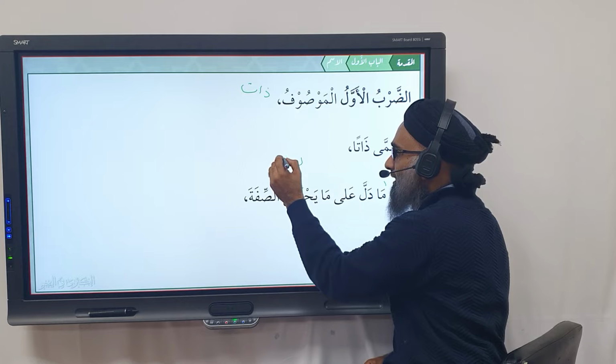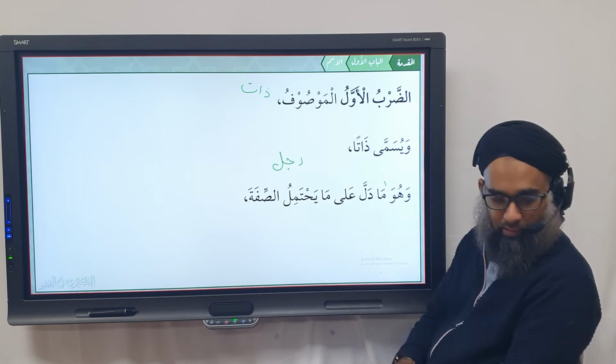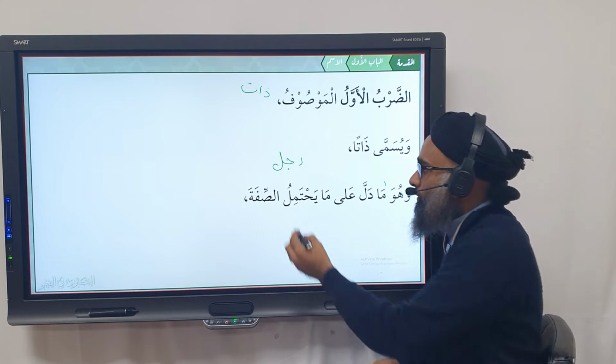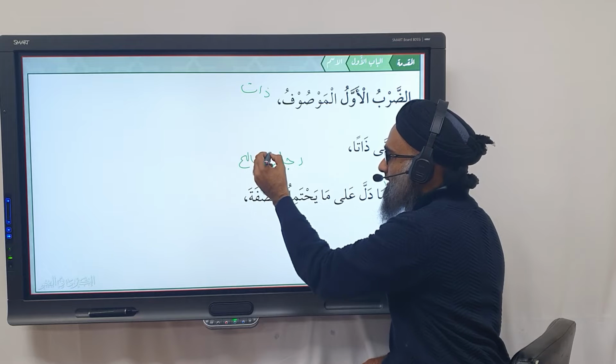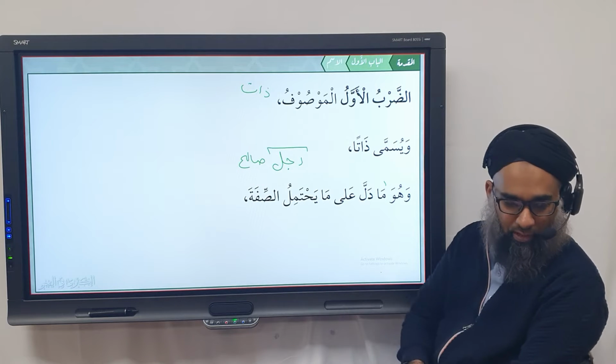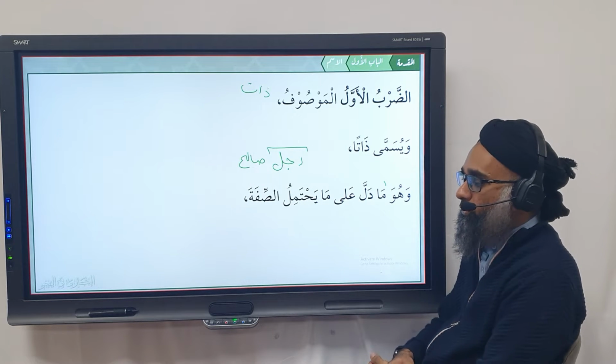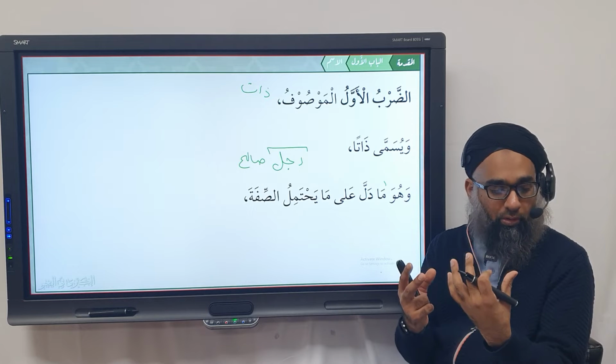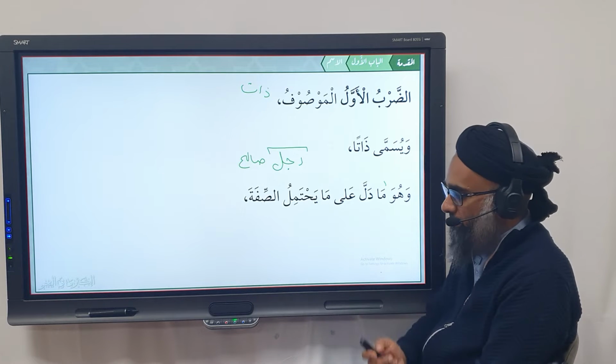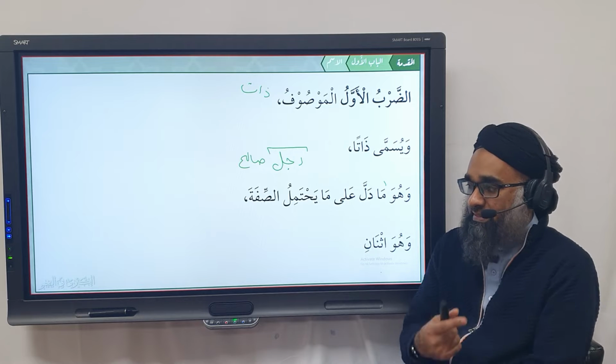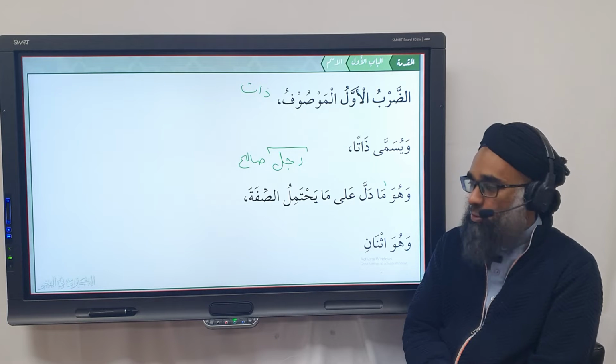So rajulun, can you bring a sifa for rajulun? Yes, you can say rajulun salihun. So this is the ismu dhat. And you're following? This is rajulun. So anything that can be described, a noun. Correct? وَهُوَ اثْنَانِ. This mawsuf or ismu dhat is two types.